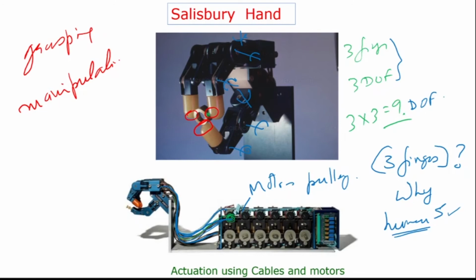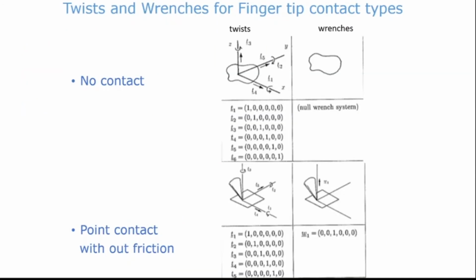For example, depending on the kind of contact, if no contact is there, then you cannot apply a force. It can only have twists, right? So again, the kind of forces that can be applied would depend on, for example, mu, the coefficient of friction. If mu is equal to 0, then you cannot apply forces which are orthogonal to the normal force there. So the contact conditions determine what are the twists and the wrenches acting at a contact point in a finger. So twists and wrenches for fingertip contact types.